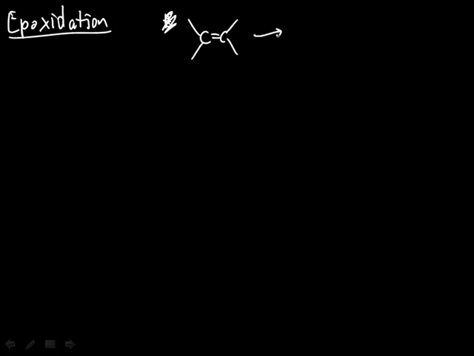The next reaction I'm going to talk about is epoxidation of alkenes. Epoxidation is a reaction which derives its name from a class of compounds known as epoxides. Epoxides are compounds which have a three-membered ring with oxygen. So epoxidation is a reaction that converts an alkene into an epoxide.